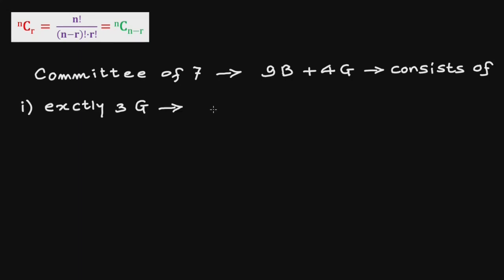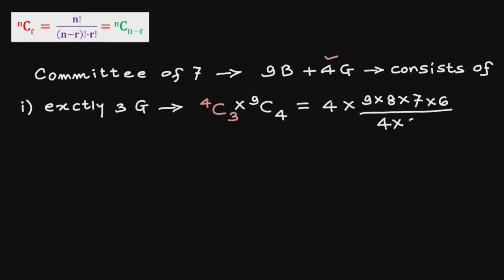A committee of 7 has to be formed from 9 boys and 4 girls. In how many ways can this be done when the committee consists of number 1, exactly 3 girls? First we have to select 3 girls from 4 girls, and after having selected the girls, we have to select 7 minus 3, 4 boys from 9 boys, and since this is happening simultaneously, we have to introduce a multiplication sign between them. This will be 4 multiplied by 9 into 8 into 7 into 6 upon 4 factorial, 4 into 3 into 2. Cancelling, 3 twos are 6 and 4 twos are 8. We get 504 such committees.